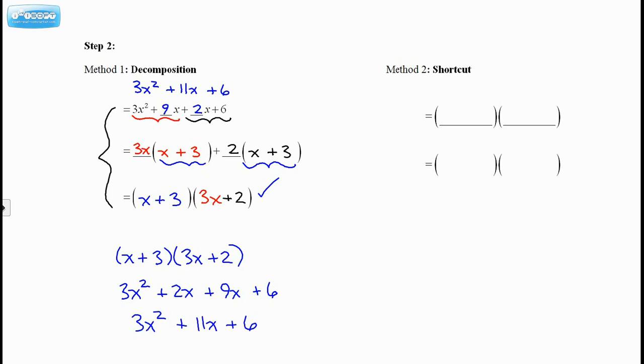Okay, what about method 2, the shortcut? Okay, well, this is a shortcut in that it's quick, but it doesn't really explain what you're doing and why. It's just a way of getting the answer faster. All right. Well, we still have to do the work from the previous slide, and that is determine the two numbers that work. Okay, 9 and 2. But unlike the decomposition method where I had to break it down and factor by grouping, all I'm going to do is the 3x squared.